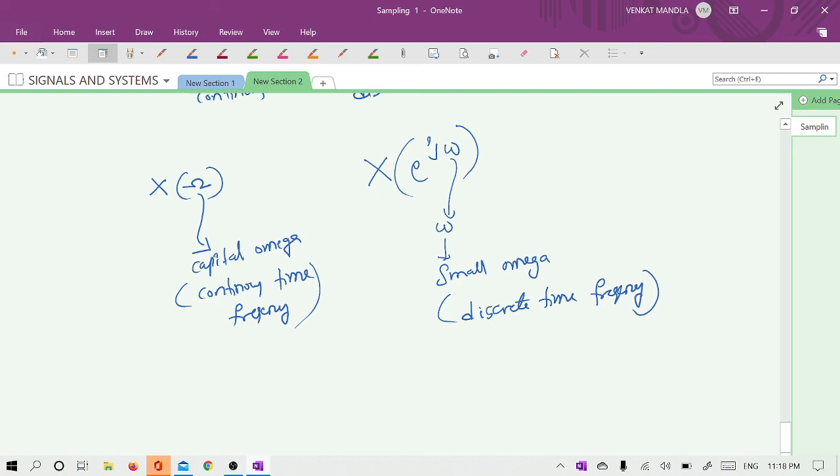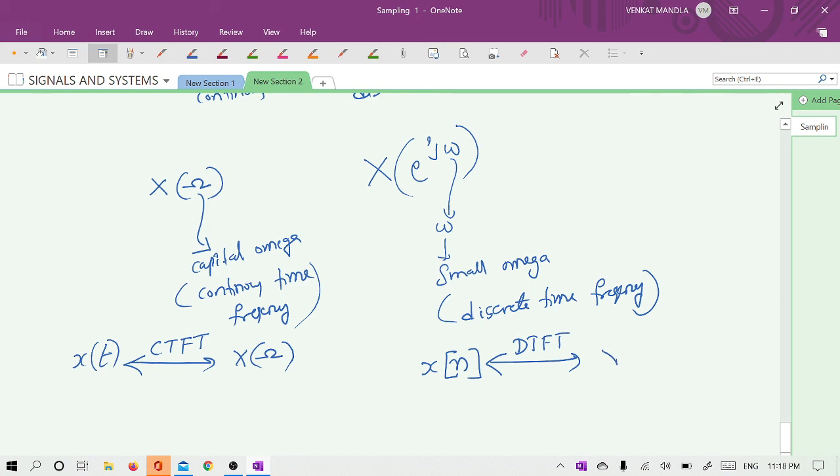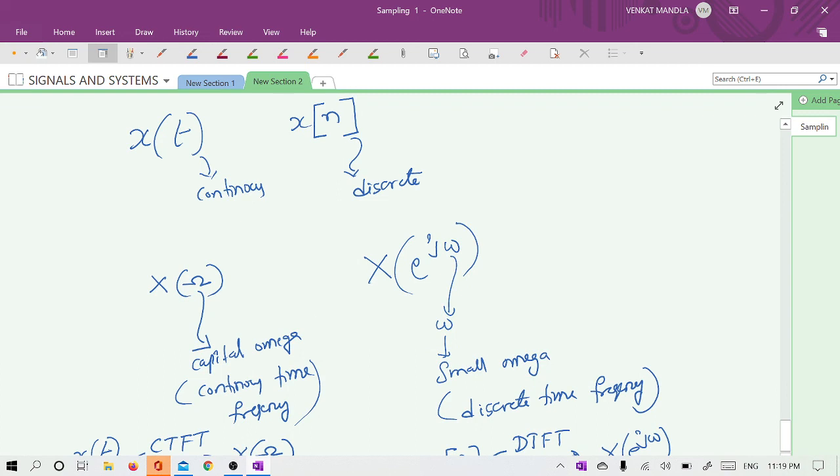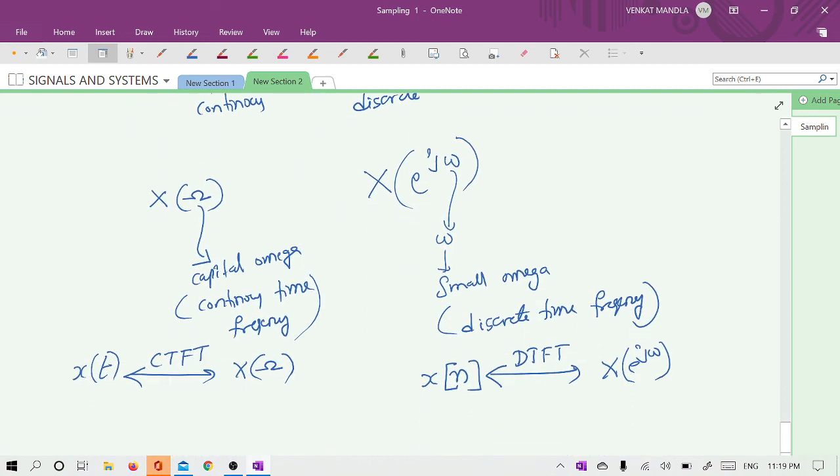For a continuous time signal, the Fourier representation is CTFT. I will represent this with capital omega. For discrete time sequences, the Fourier representation is DTFT, that is X of e power j omega. These are just notations so that you will not get confused throughout the course.